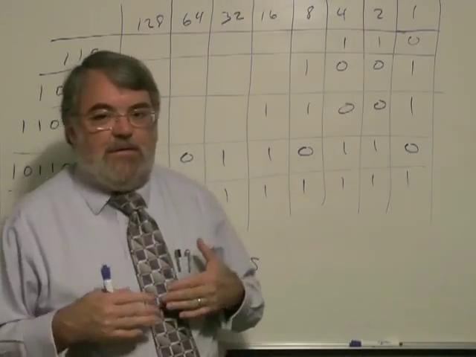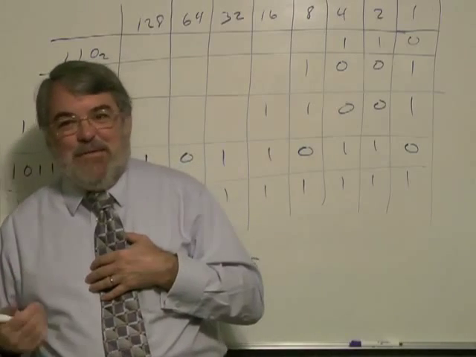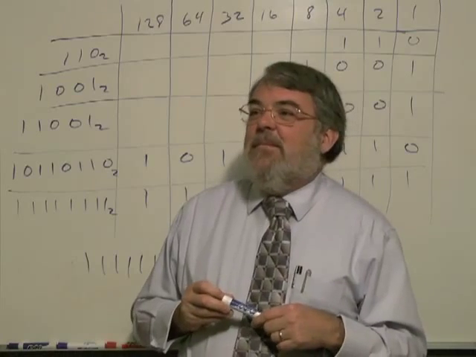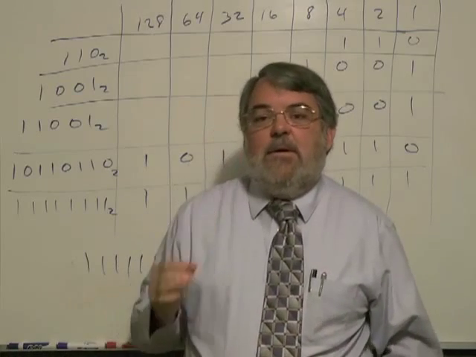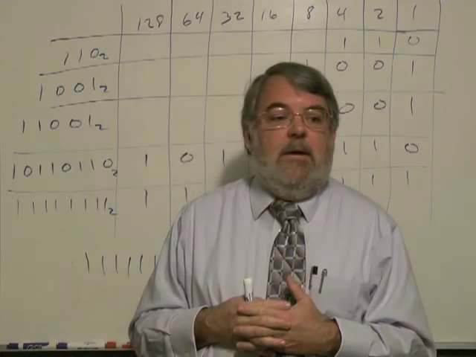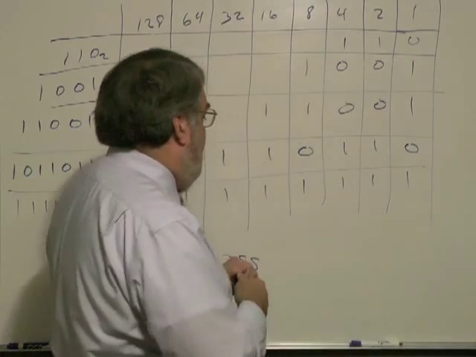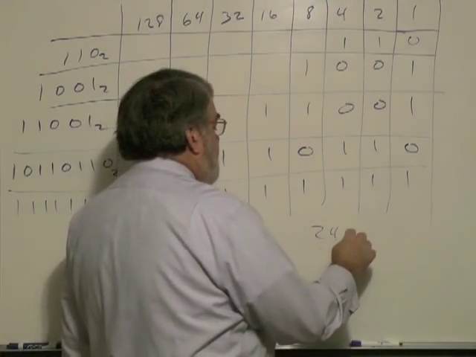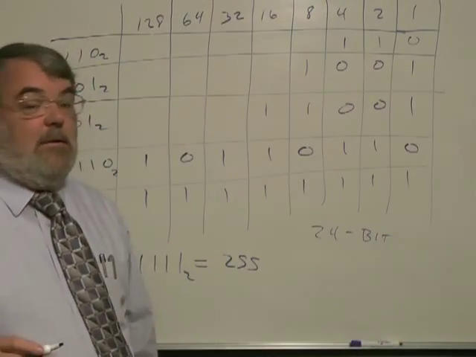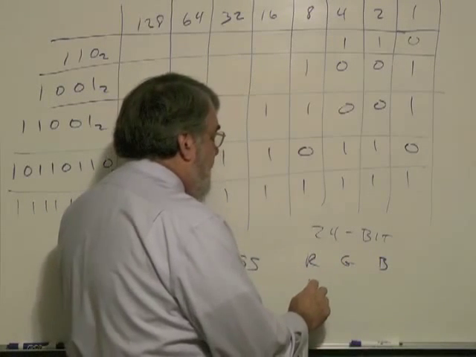now I think it's typical, and your computer professors can elaborate on this better than I can, but I believe it's very typical to represent color on a computer screen in 24-bit color. 24-bit color means that the primary colors, red, green, and blue, are separated into 8 bits.